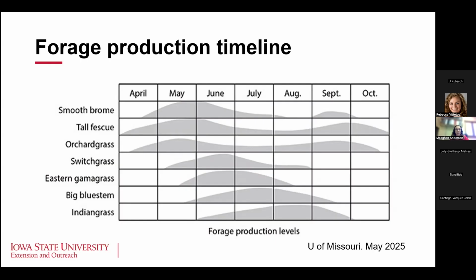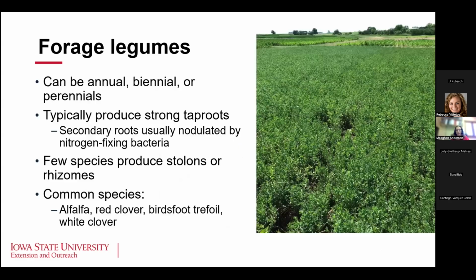And then we have our warm season grasses below: switchgrass, eastern gamagrass, big bluestem, and Indiangrass. And that shows how you get kind of a shorter season of production with those grasses, but they could fill in a niche at a different time of year when our cool season perennials aren't performing as well. And so the same is true for some of the other species we'll talk about, but this is a nice graphical representation of that.